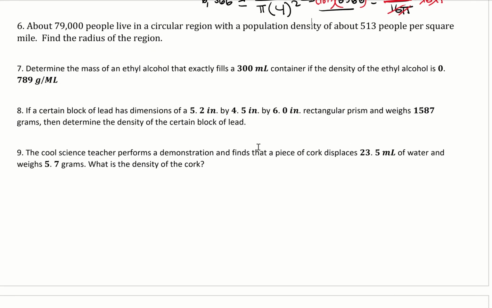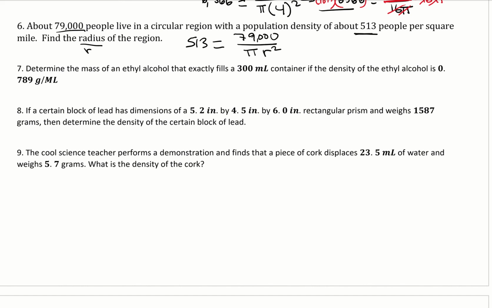About 79,000 people live in a circular region with a population density of about 513 people per square mile. Find the radius of the region. Okay, so the density is 513. That's our D. 513 is equal to the population over my area. We don't know the radius, so that's going to be pi times r squared. So we have to solve for r.